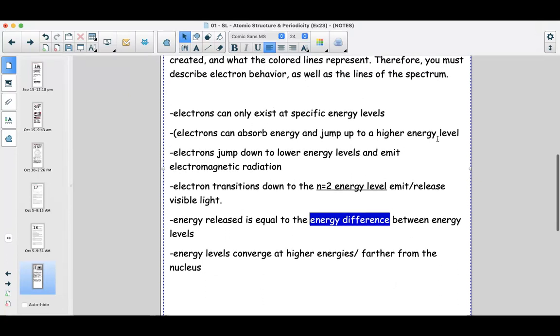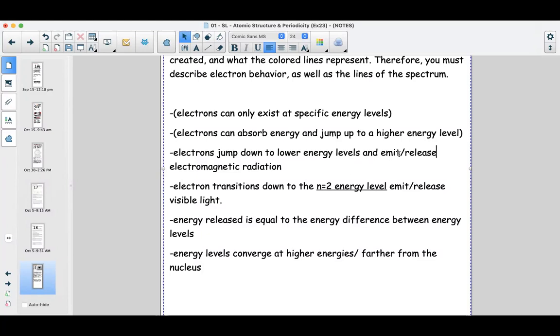Let's see. If we're going to go and say, probably these ones are maybe not on the mark scheme. Those first 2, they are accurate, they are part of the explanation, but really the part that explains where the lines are coming from is the jumping down from higher energy levels to lower energy levels. That's what involves the emission or the release of energy, of electromagnetic radiation. That's important, the idea of moving down.